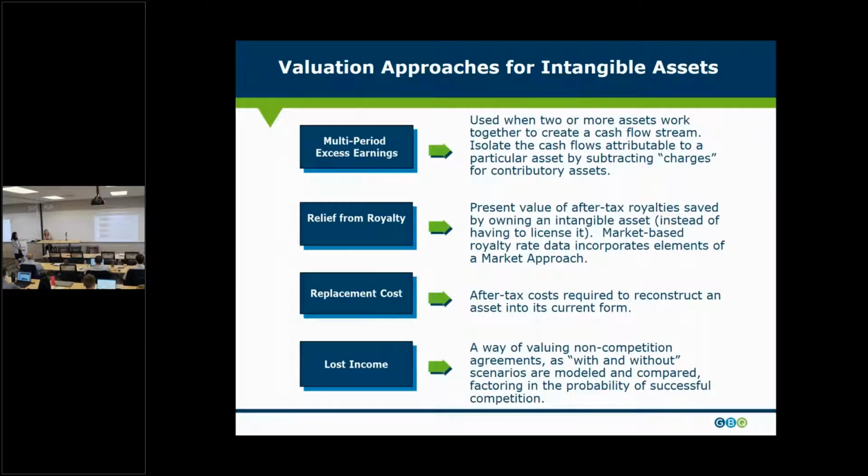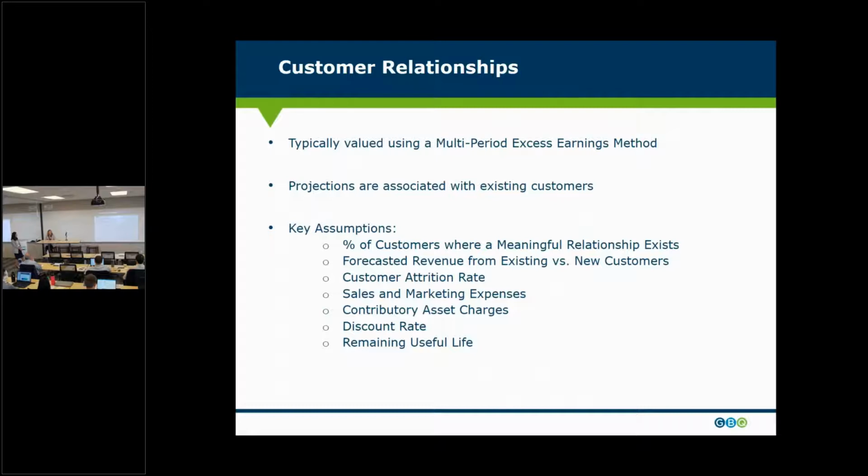So these are the four most common methodologies that we'll use to value intangible assets. I'll cover three of the methods in the further slides, but the replacement cost, we'll typically use that to value workforce or internally developed software. With customer relationships, we'll usually use the multi-period excess earnings method. So there we'll want to identify those cash flows associated with current customers. We'll exclude any revenues related to future customers or revenues where there's no real relationship, it's an anonymous sale.